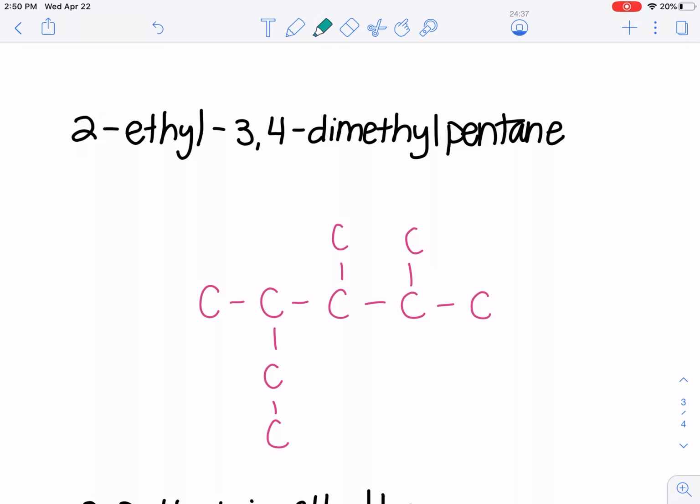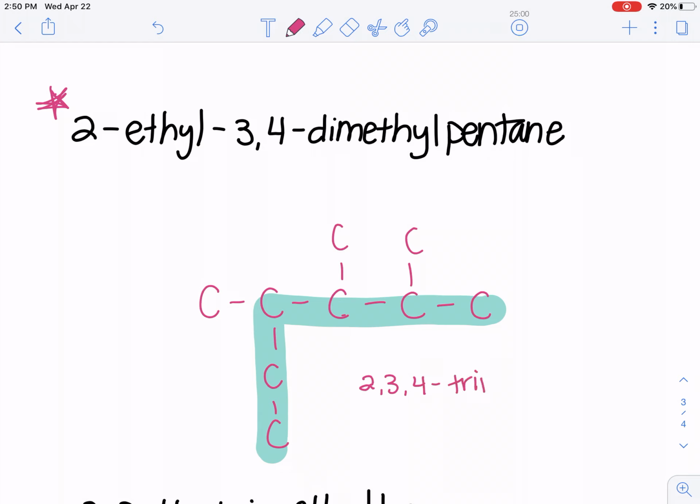And this is why you should always check your work before you make YouTube videos, because this one is not really named correctly, because 1, 2, 3, 4, 5, 6, as you can see, there's a chain of 6 carbons. So it should actually be called 2, 3, 4 trimethylhexane.